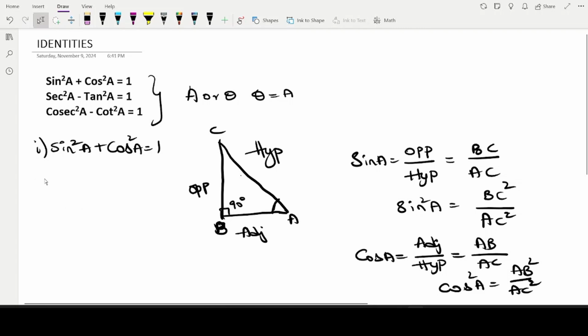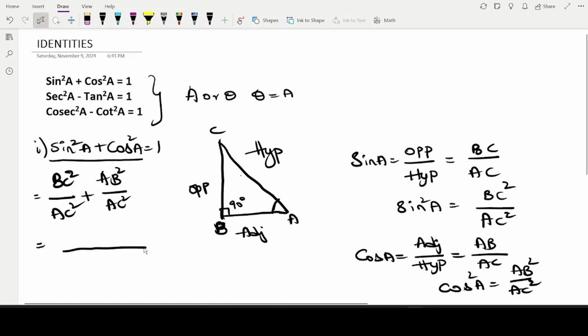Now here substitute the values. So what is sin²A? It is BC² divided by AC², plus cos²A, which is AB² divided by AC². So we are solving the LHS part, which is sin²A + cos²A. The denominator is the same, so let us write AC² and add the numerators, BC² + AB².